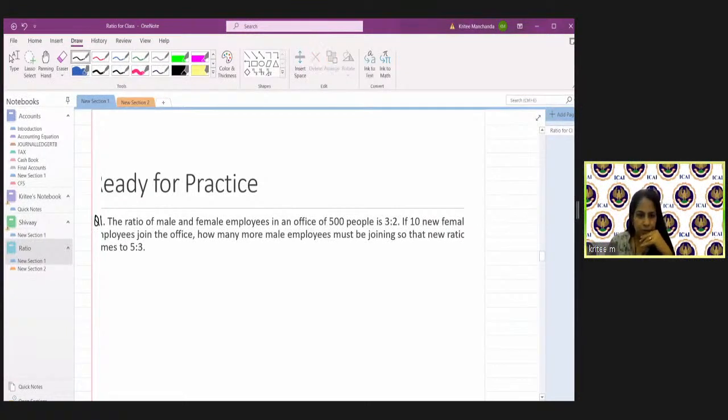So question number 1 says, the ratio of male and female employees in an office of 500 people is 3:2. If 10 new female employees join the office, how many more male employees must join so that the new ratio comes to 5:3? So I'm giving you a few seconds to try for yourself, and then I'll solve it for you.